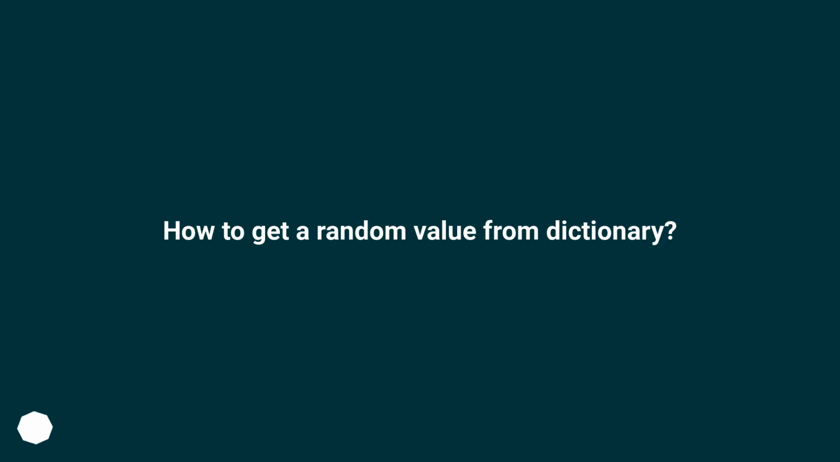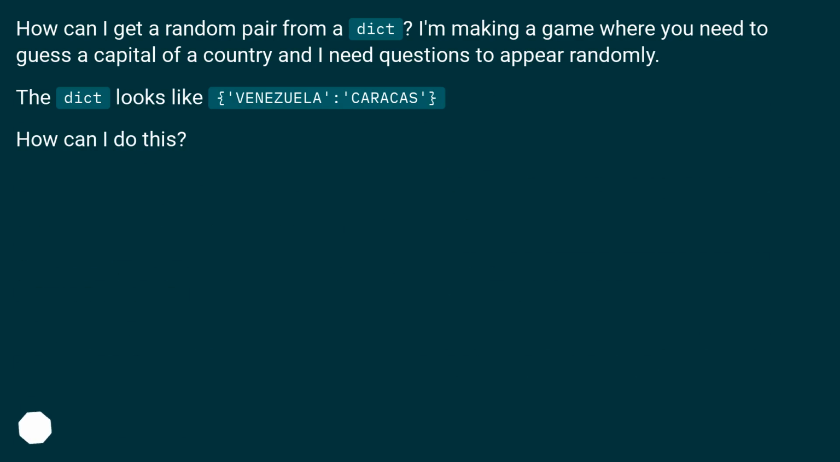How to get a random value from a dictionary? How can I get a random pair from a dict? I'm making a game where you need to guess the capital of a country, and I need questions to appear randomly. The dict looks like Venezuela: Caracas. How can I do this?